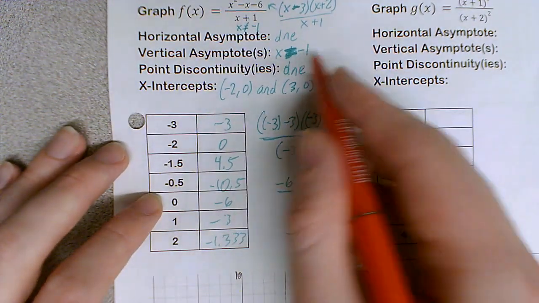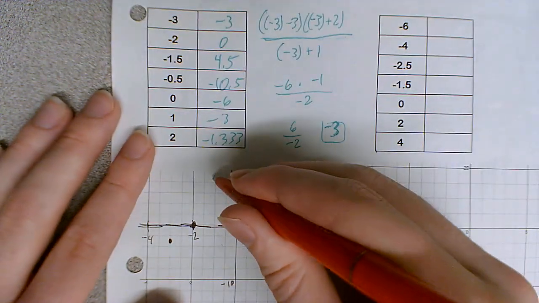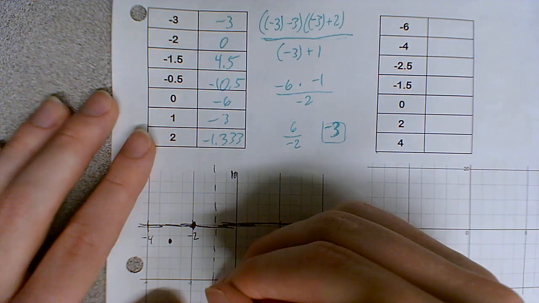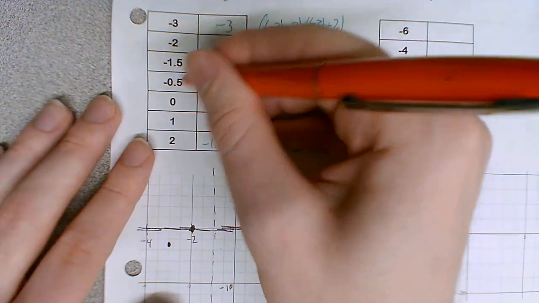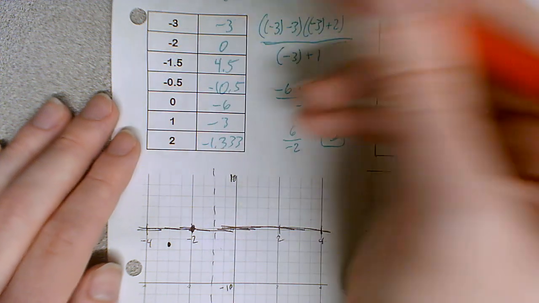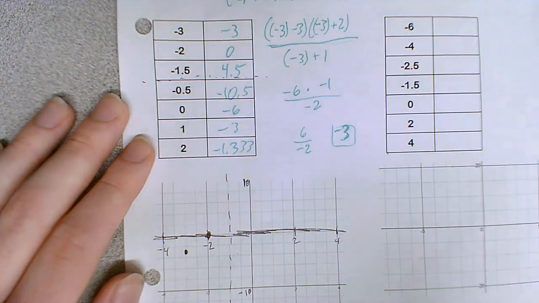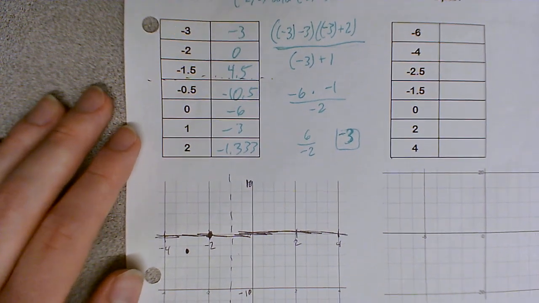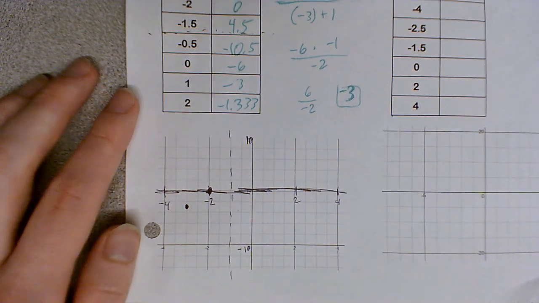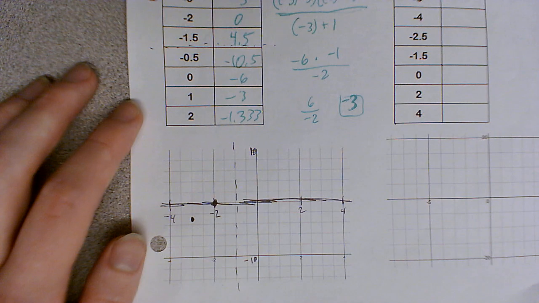We have a vertical asymptote at -1, so I'm going to include that. That's actually very important. That's the reason why we have -1.5 and -0.5 here. It's because the vertical asymptote runs right through the middle of it. Okay, so I'm going to graph these real quick, and I will be right back.